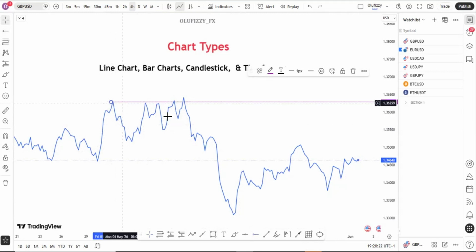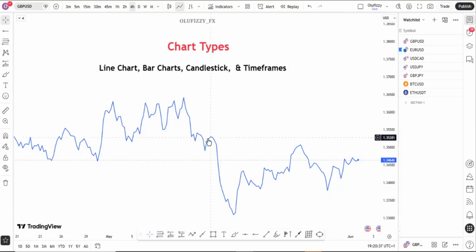So that's that. But the disadvantage this particular line chart has is that you cannot see the open of the price, you cannot see the close of the price, you cannot see the low of a price. Maybe on a 1 hour chart, or 15 minutes, you cannot see the open and close of those things. So that's just the disadvantage of line charts.